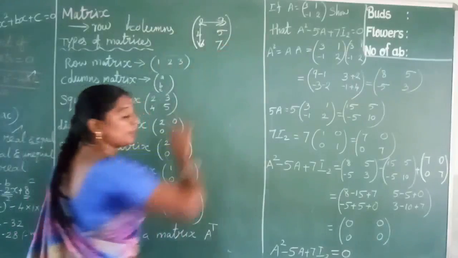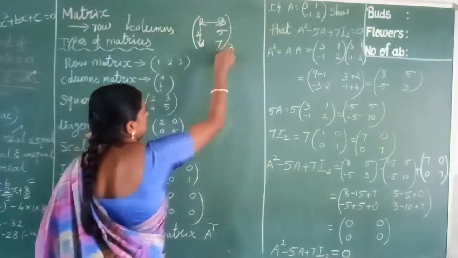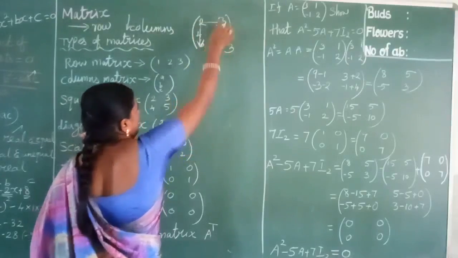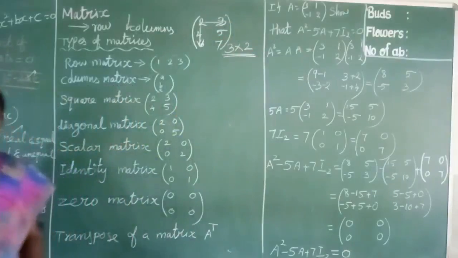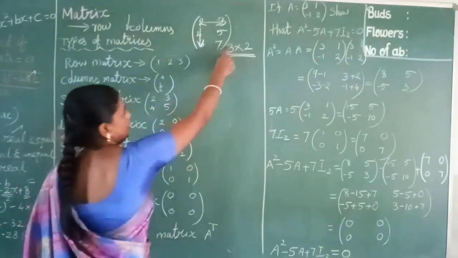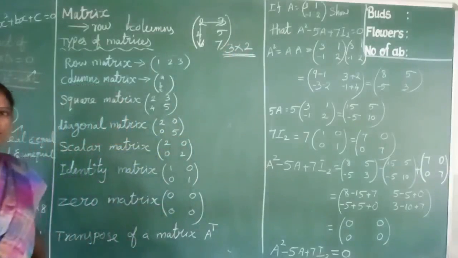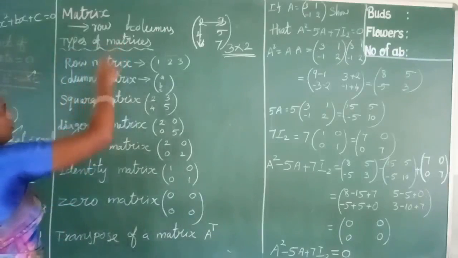So first write the rows: 1, 2, 3. So 3, and the columns 1, 2, so 2. So the order of the matrix is 3 by 2. First write the row and second write the column. So next we discuss types of matrix.